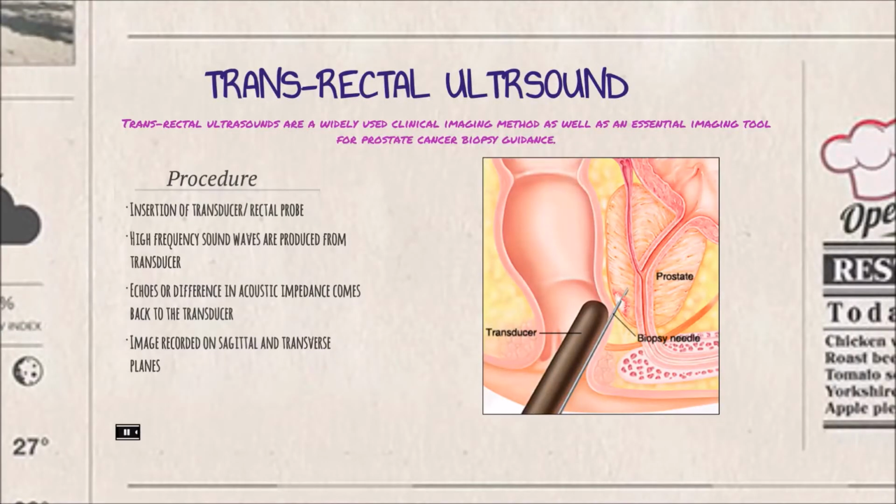Transrectal ultrasounds are a widely used clinical imaging method, as well as an essential imaging tool for prostate cancer biopsy guidance. Transrectal ultrasounds involve a probe or a transducer inserted into the rectum that emits high-frequency sound waves. Images of the prostate and seminal vesicles are shown through the bouncing back of sound, or differences in acoustic impedance. Images are recorded in a transverse and sagittal plane.